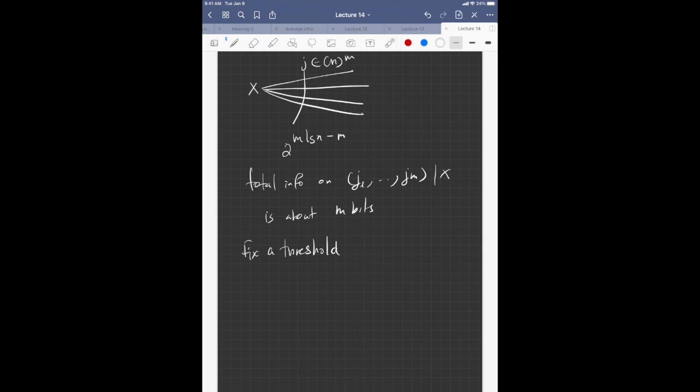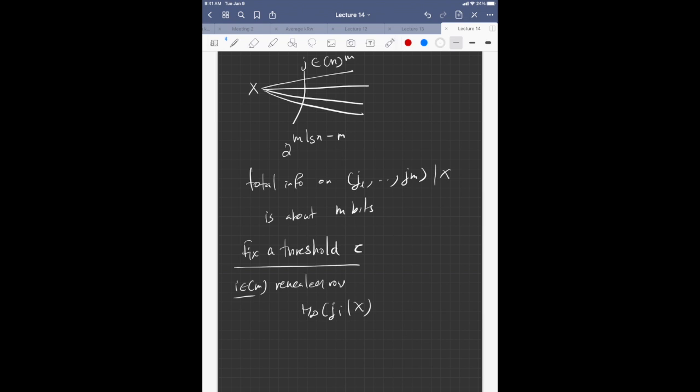tau, such that, okay, so what does it mean? A row is revealed, a row i in m is revealed if H infinity of this j_i given this x. So what does it mean?